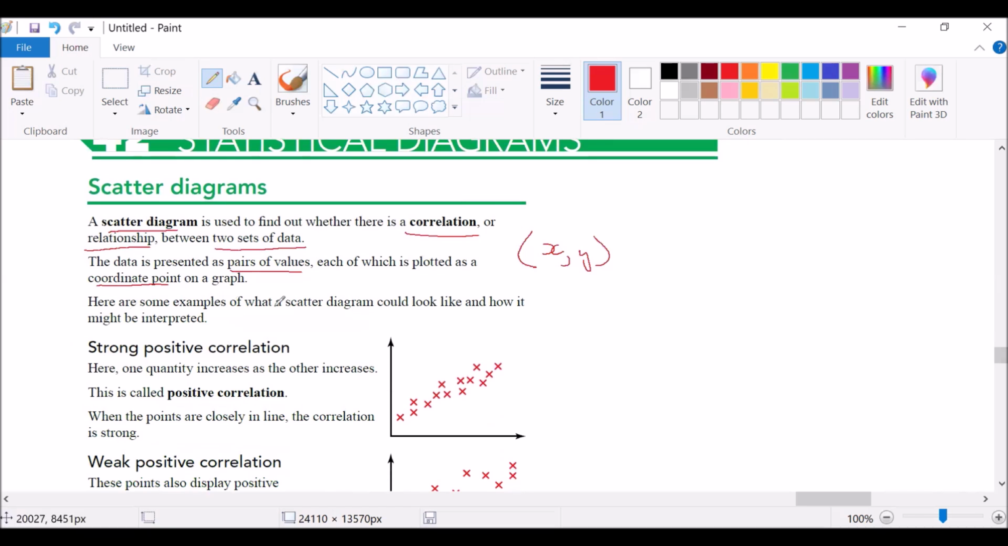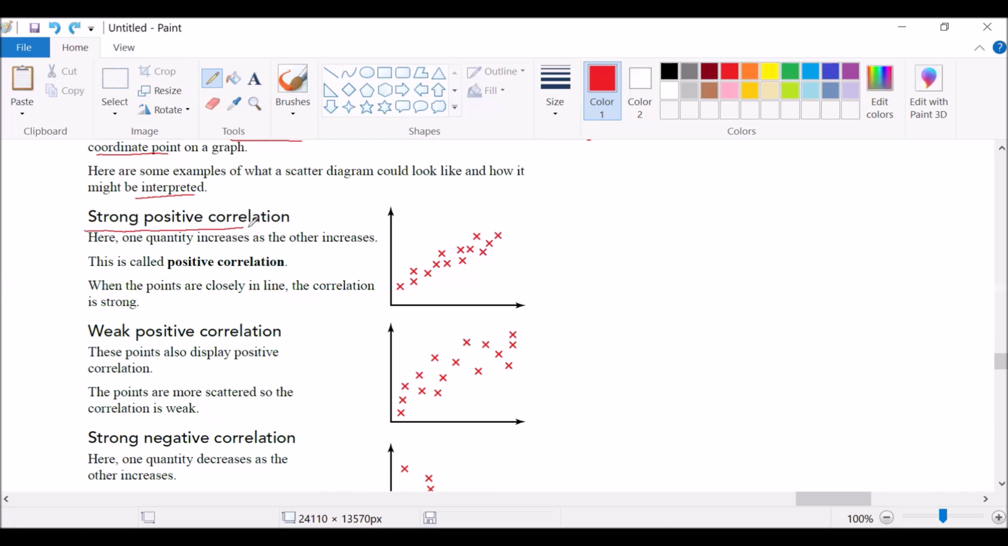Here are some examples of what a scatter diagram could look like. Strong positive correlation. Here, one quantity increases as the other increases. This is called a positive correlation. When the points are closely in line, the correlation is strong. Weak positive correlation. These points also display positive correlation. The points are more scattered, so the correlation is weak.